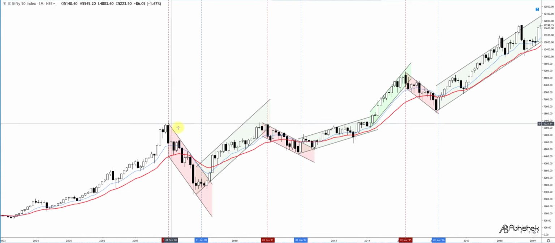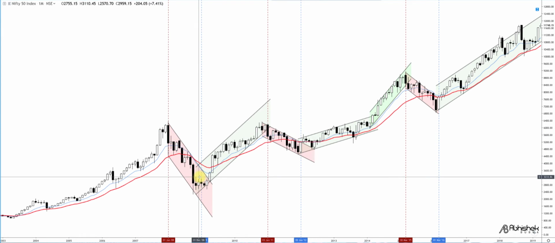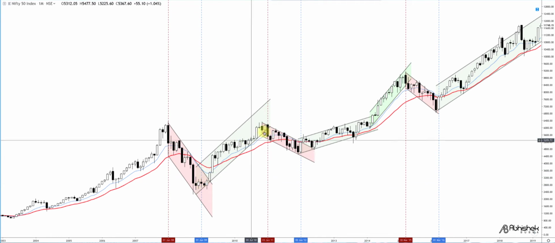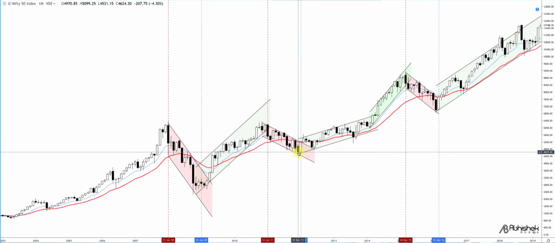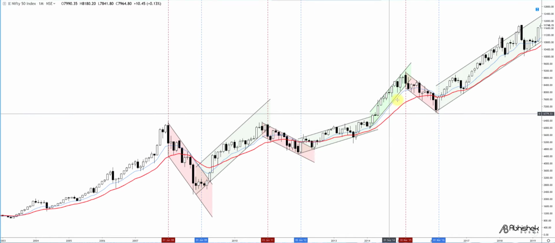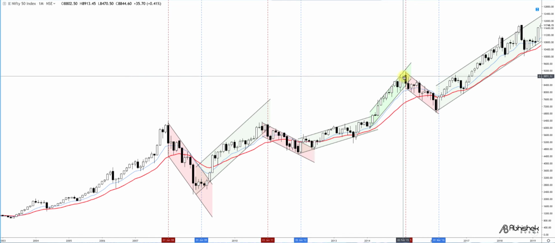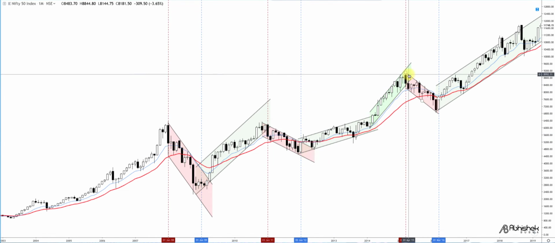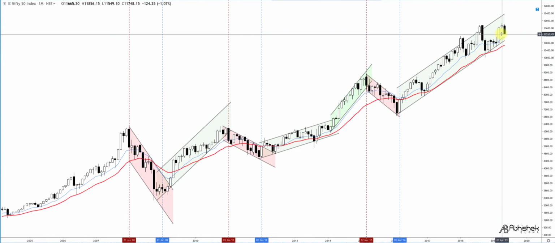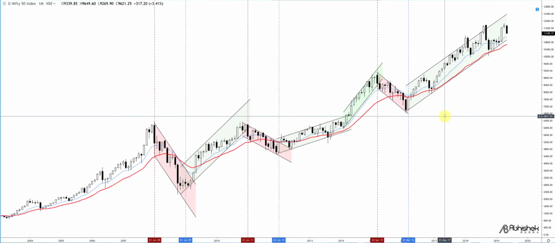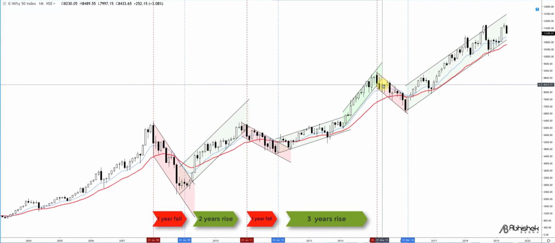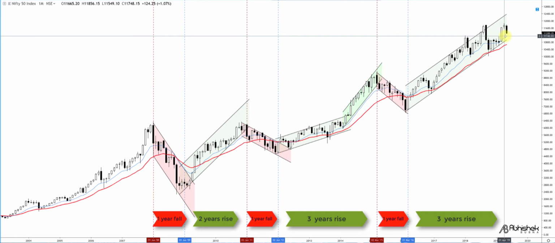That is January 08 and it falls till January 09. So that is 1 year of fall. Okay, this started in January 11, so that is about 2 years of rise. This point here is January 12, so another 1 year of fall. This is February 15, so that is about 3 years of rise. 1 year of fall here till February 16, and then 3 years here till April 19. Okay, so we have 1 year of fall, 2 years of rise, 1 year of fall, 3 years of rise, 1 year of fall, and 3 years of rise.